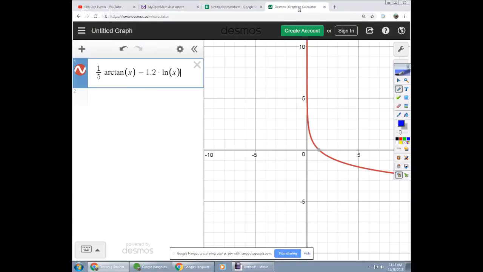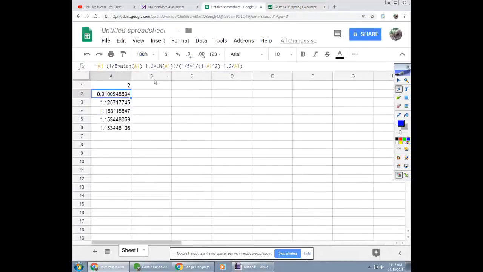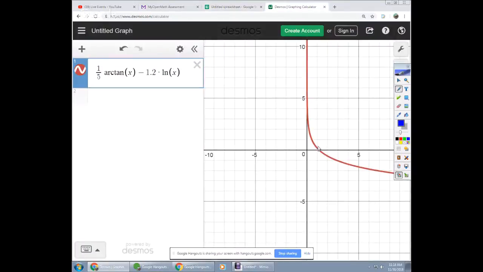All right, so let's see. According to Desmos, we should start closer to 1. So if I go back to my spreadsheet here and I plug in 1, then it settles down pretty quick to 1.53448, which Desmos says looks good. I got a number that was closer to 1 and I put a negative value, but I plugged it in.